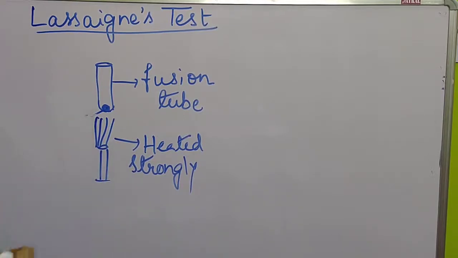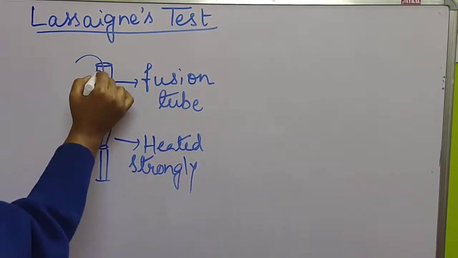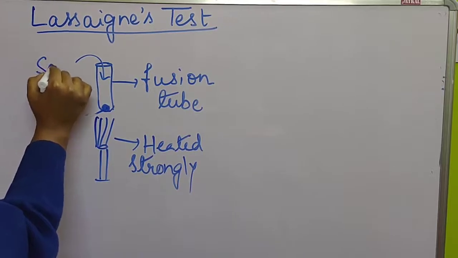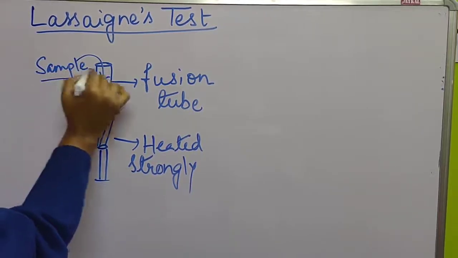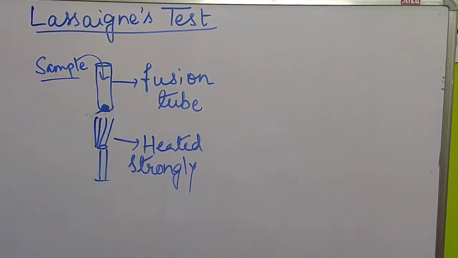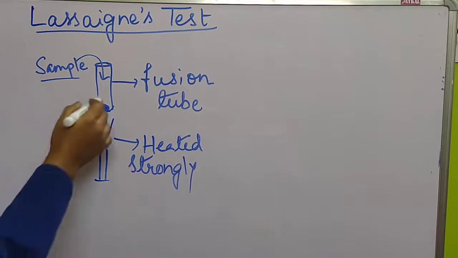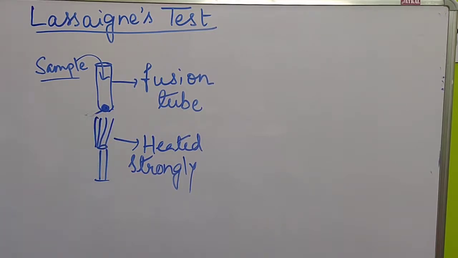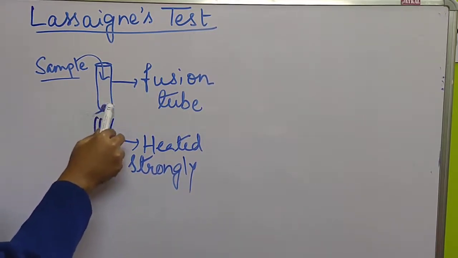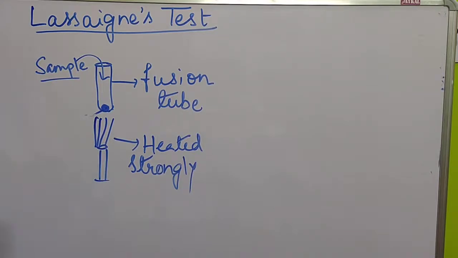So now what we have to do, we have to take the organic sample and put the organic sample inside the tube, okay. Put the organic sample inside the tube, and now again heat it strongly. Again we have to heat it strongly until the bottom part of the tube becomes red hot, okay. We have to heat it very strongly until the bottom part becomes red hot.